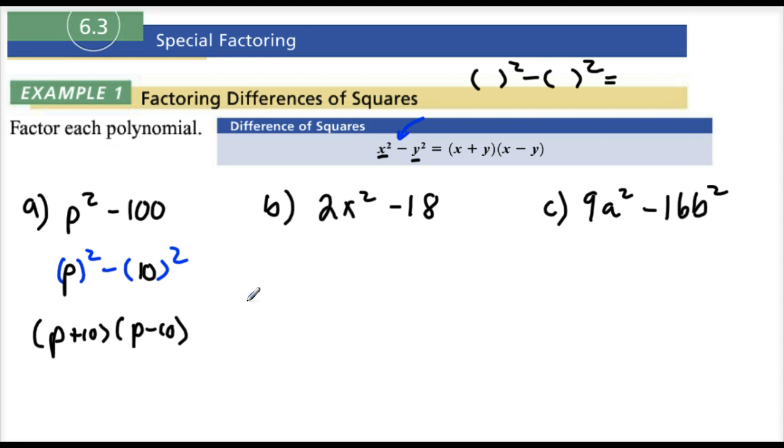Now, if you're like, I don't know about that, what you can do is just go ahead and multiply these through. You could just multiply through it, and then you're done there. All right, well, let's check out this guy.